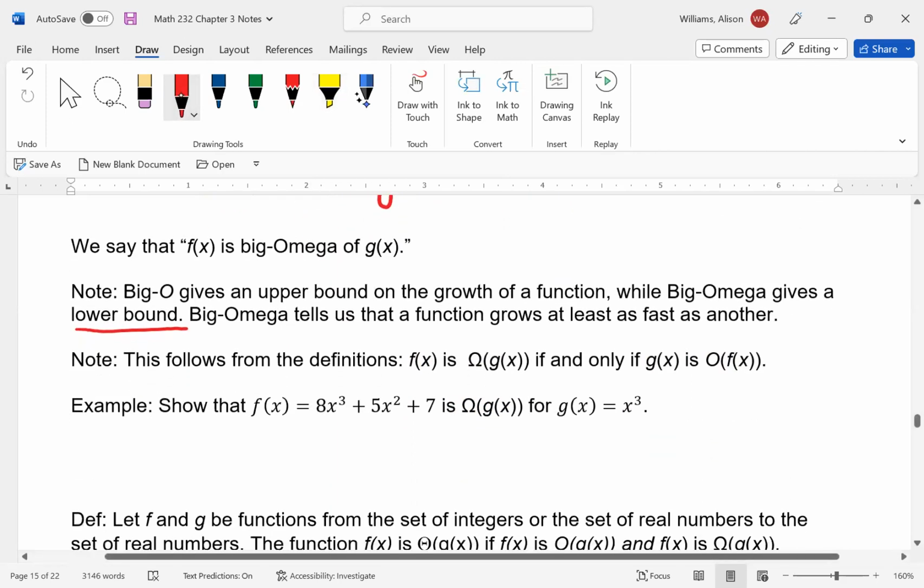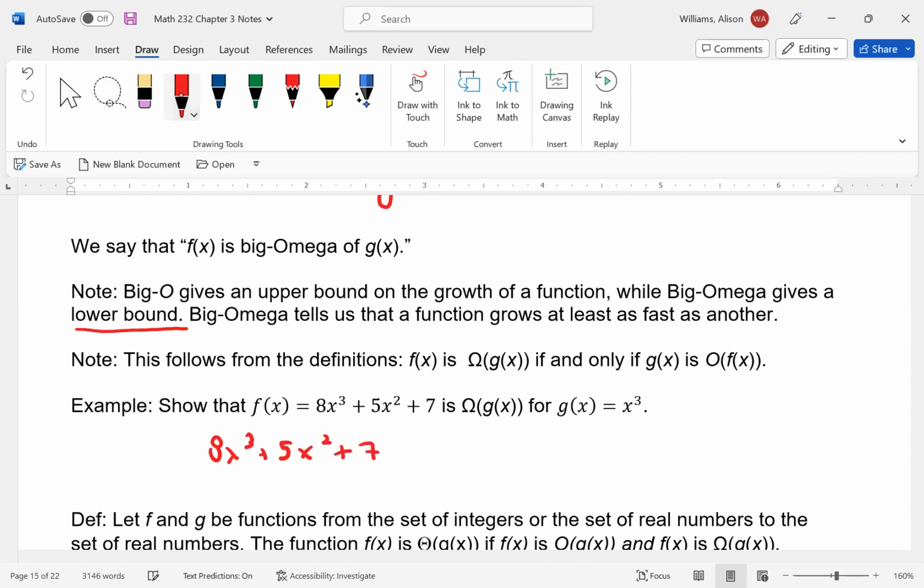Okay, so show that f of x equaling 8x cubed plus 5x squared plus 7 is big omega of g of x. Okay, so we want to find a constant that f of x is always going to be bigger than. Okay, so 8x cubed plus 5x squared plus 7 is clearly going to be bigger than or equal to 8 times x cubed. Okay, so that's this side.